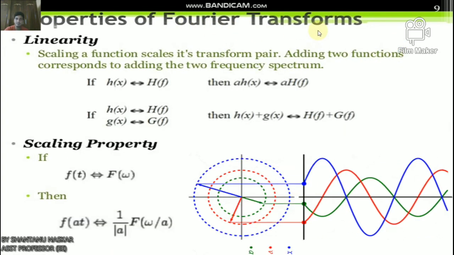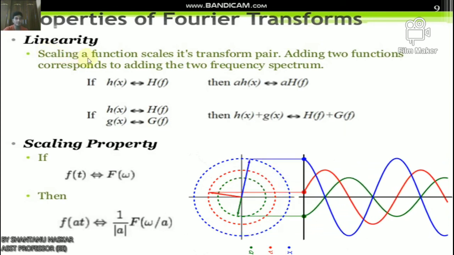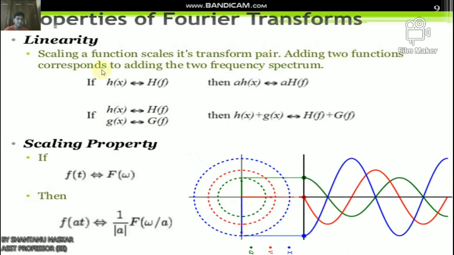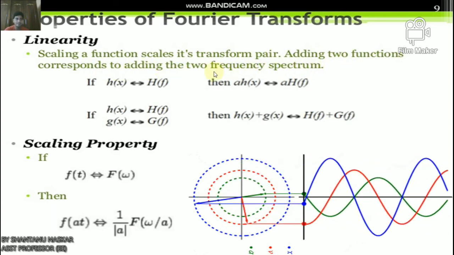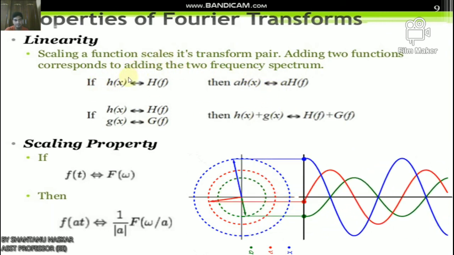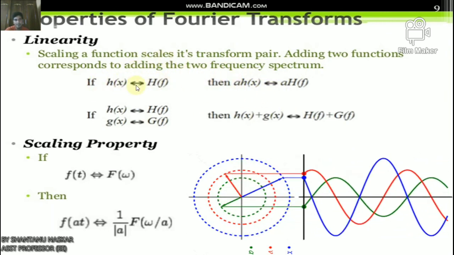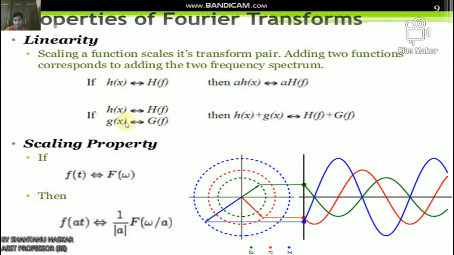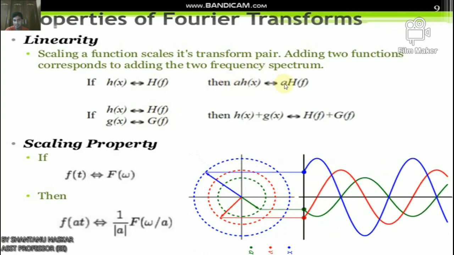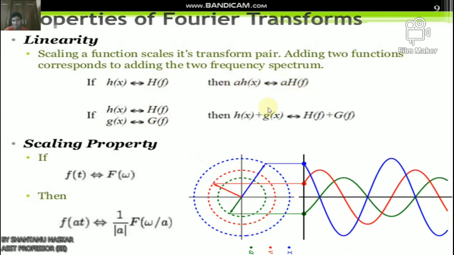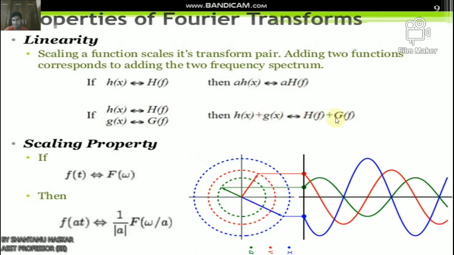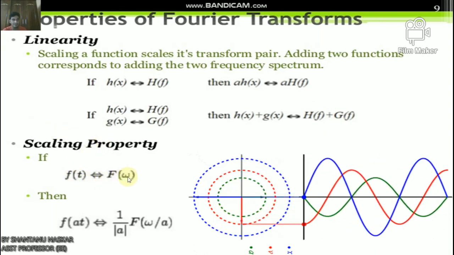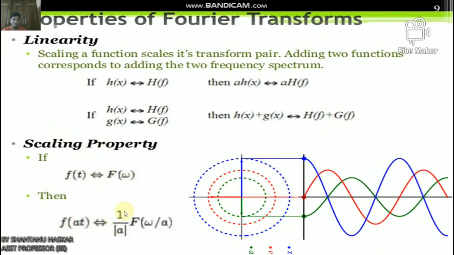Now properties of the Fourier transform. First is linearity. Scaling a function scales its transform pair, and adding two functions corresponds to adding the two frequency spectra. Look at this linearity property: if h(x) goes to H(f) and g(x) goes to G(f), then a h(x) plus g(x) goes to a H(f) plus G(f). Scaling property: if f(t) goes to F(omega), then f(at) goes to 1 by a F(omega by a).